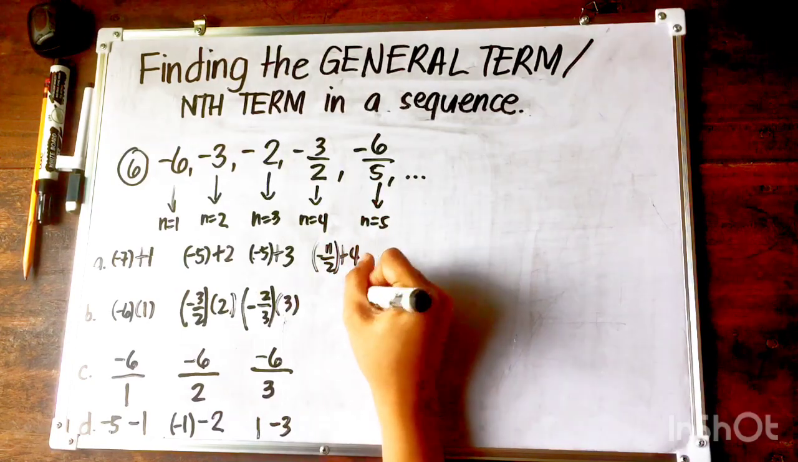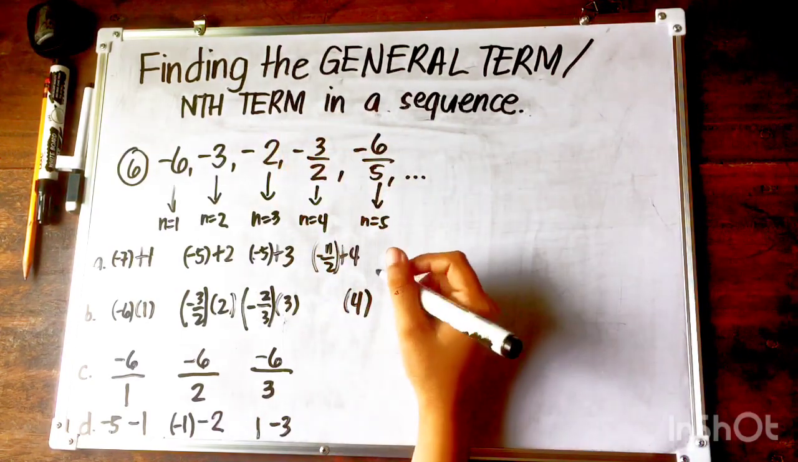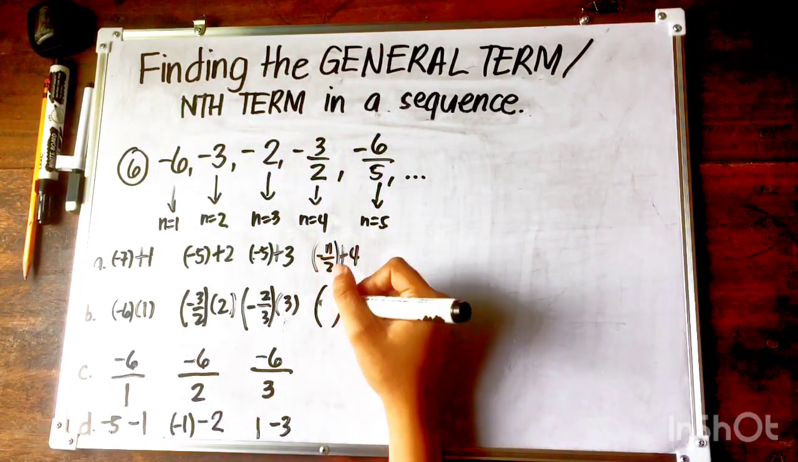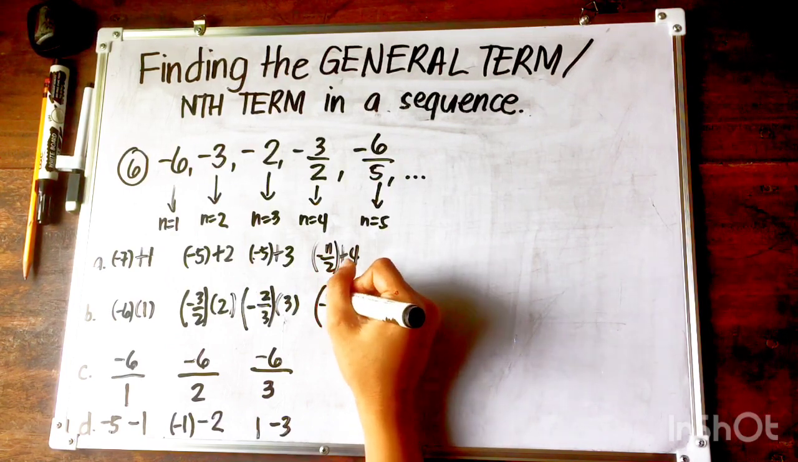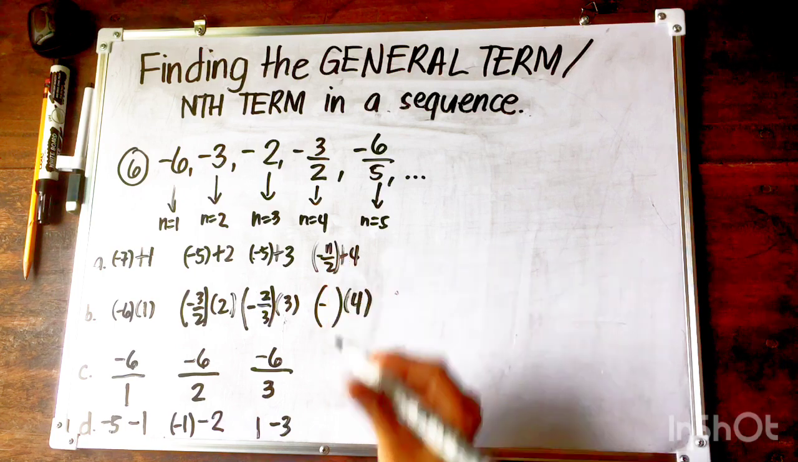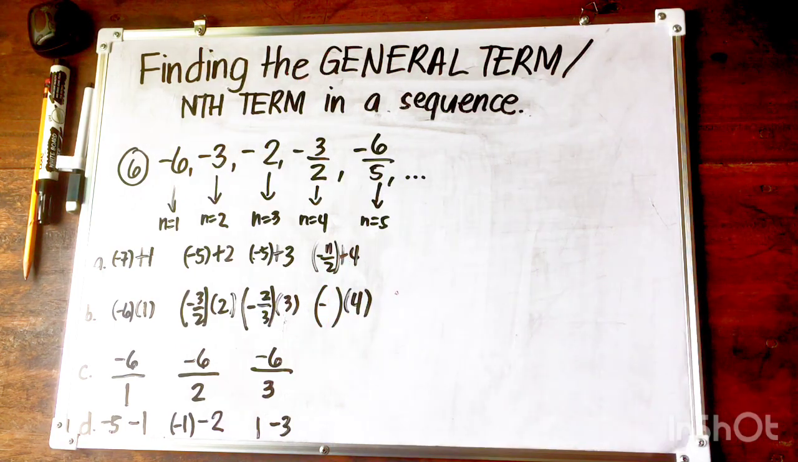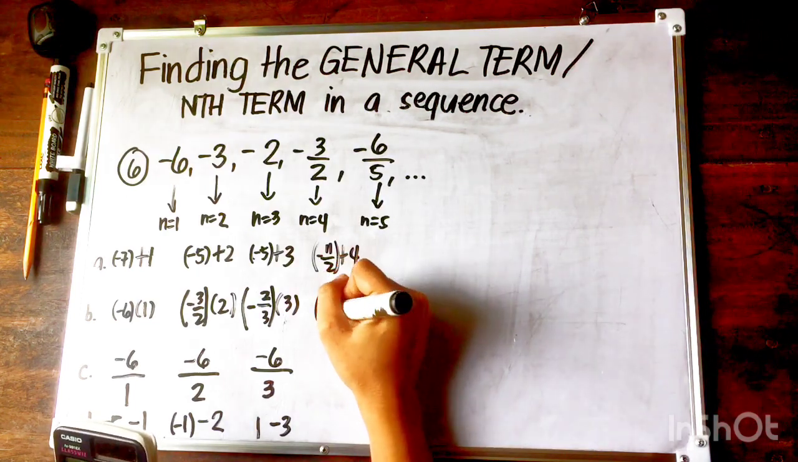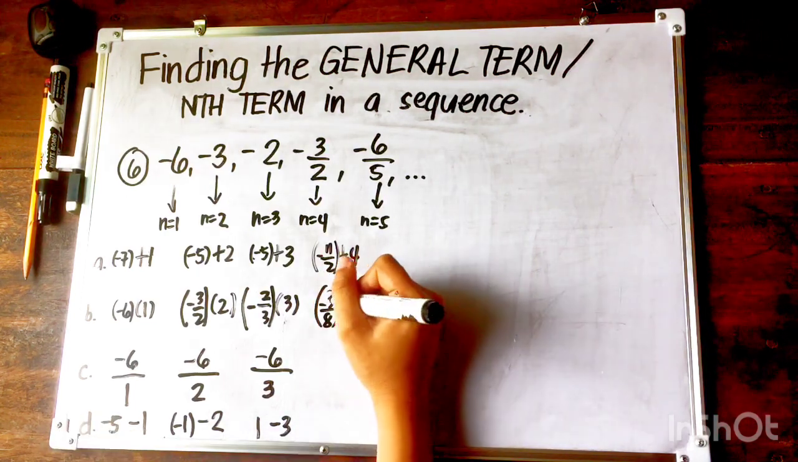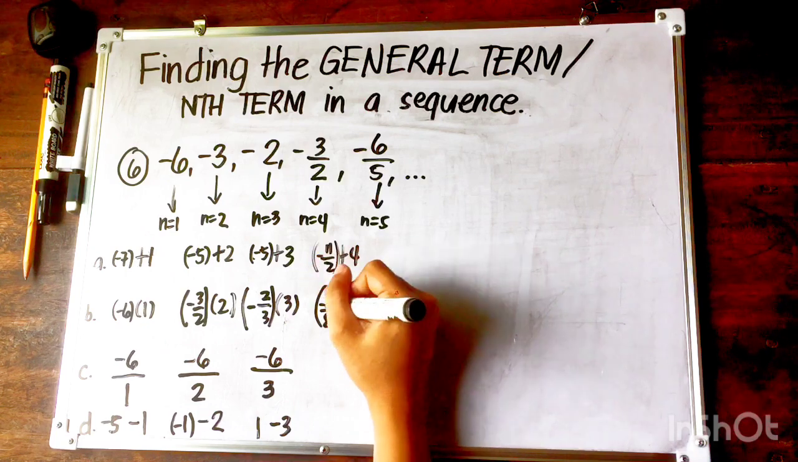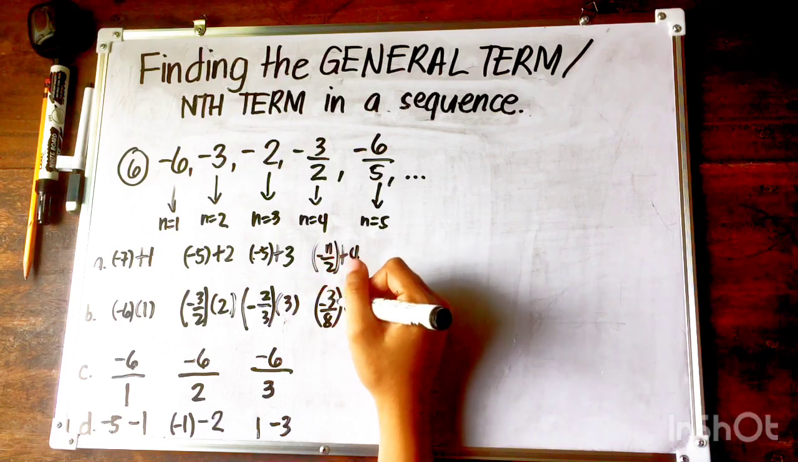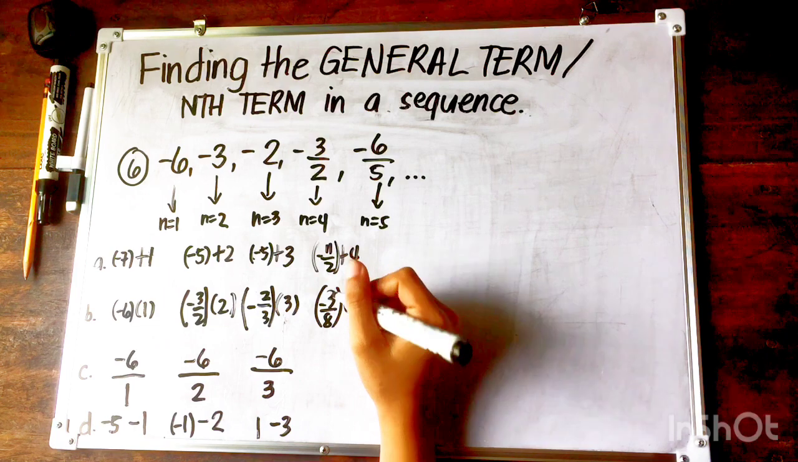Next, ano yung multiply ko kay 4 para maging negative 3/2? Again, ano yung multiply ko kay 4 para maging negative 3/2? So, that is negative 3/8. Diba? Negative 3/8. Negative 3/8 times 4 is negative 3/2.